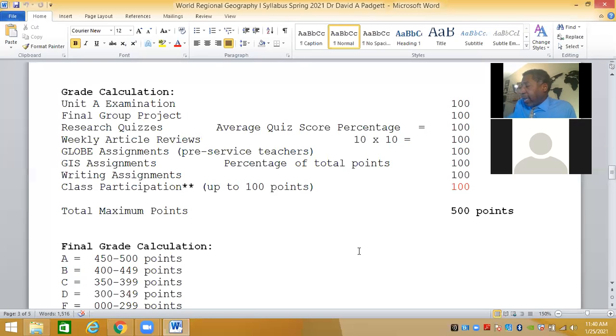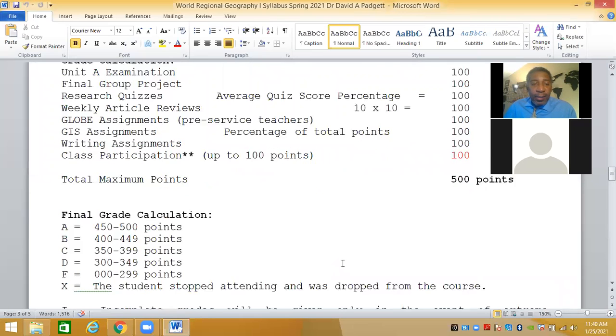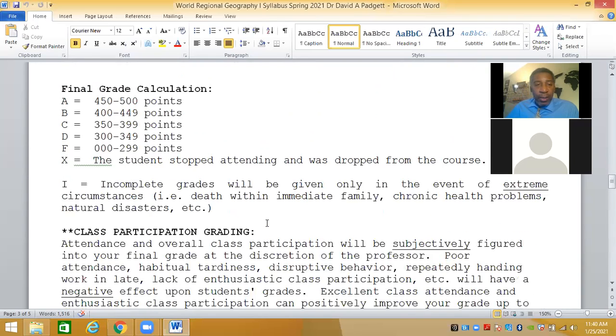So let's say at the end of the class, after I add up everything except for class participation, Gwendolyn Hampton has 440 points. So if Gwendolyn Hampton has 440 points, that means that Gwendolyn Hampton will have earned a B in my class. Does Gwendolyn want a B? No, Gwendolyn wants an A.